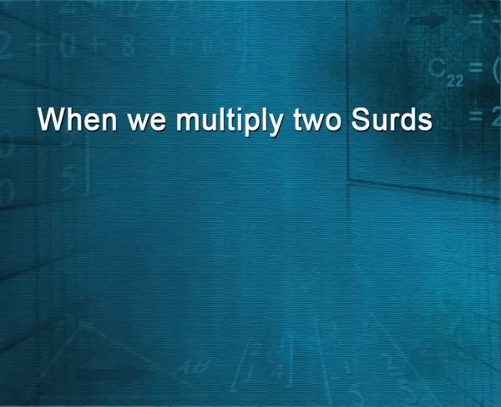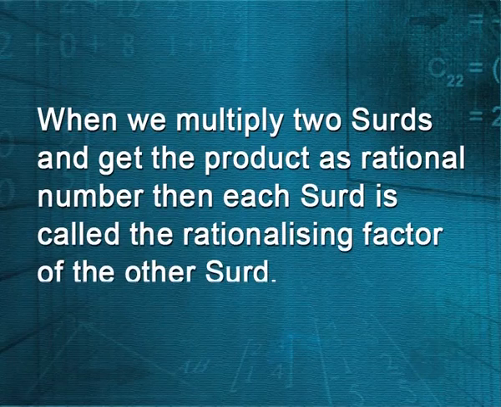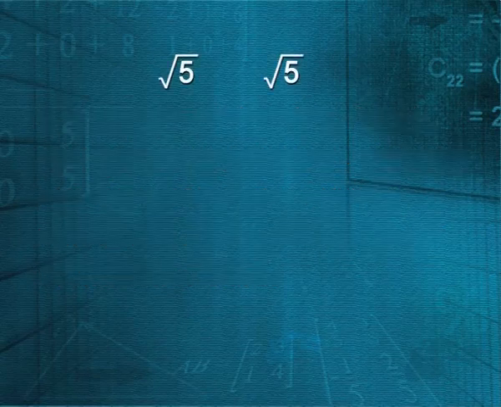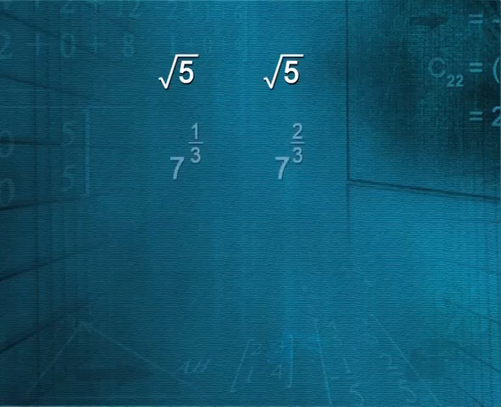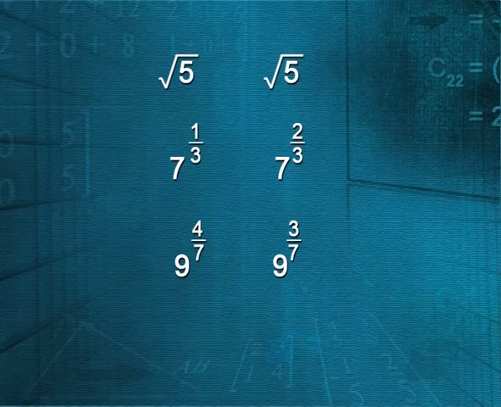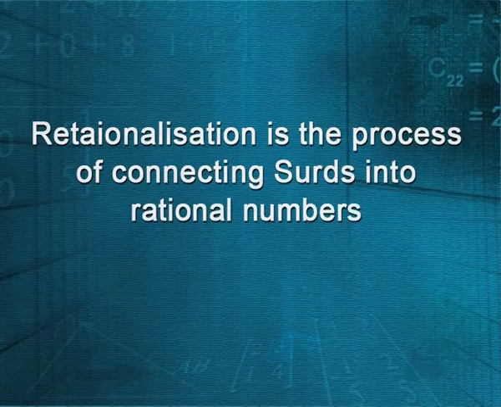When we multiply two surds and get the product as a rational number, then each surd is called the rationalizing factor of the other surd. In this case, under root 5 is a rationalizing factor of under root 5, 7 raised to power 1 by 3 is a rationalizing factor of 7 raised to power 2 by 3, and 9 raised to power 4 by 7 is the rationalizing factor of 9 raised to power 3 by 7, and vice versa also. So you can say that rationalization is the process of converting surds into rational numbers.